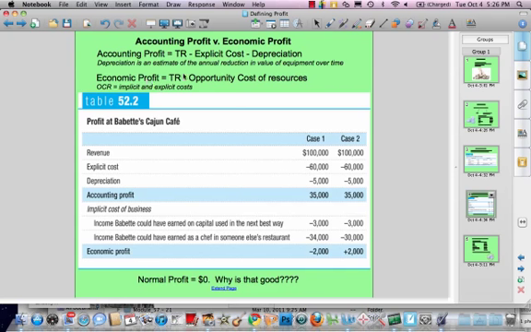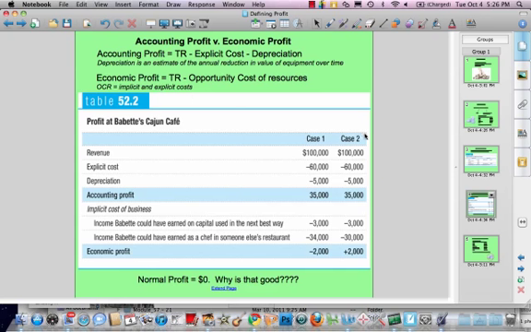Economic profit is total revenue minus opportunity cost of resources. Another way of saying that is implicit and explicit costs. So both outlay and the cost of what I gave up in my time and the resources that I employed in the business. So let's take a look at the example here out of the book on a cafe.